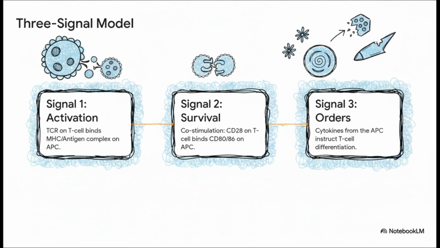But here's the crucial part. If a T cell gets signal 1 and only signal 1, it doesn't activate. It actually gets shut down permanently. This is a safety feature to prevent reactions to self-antigens.